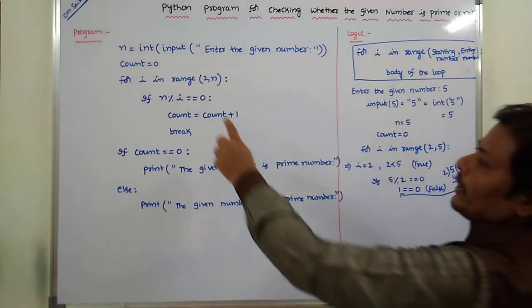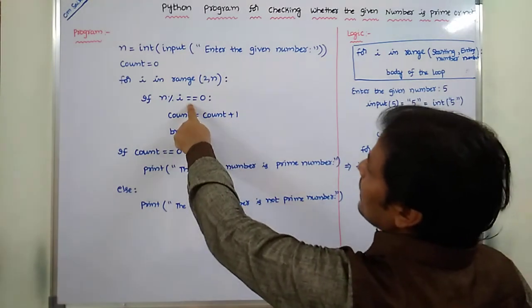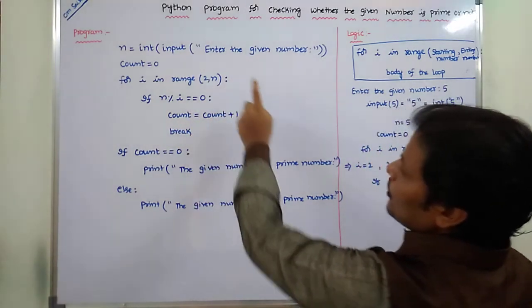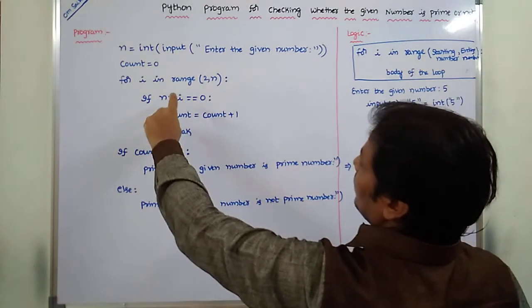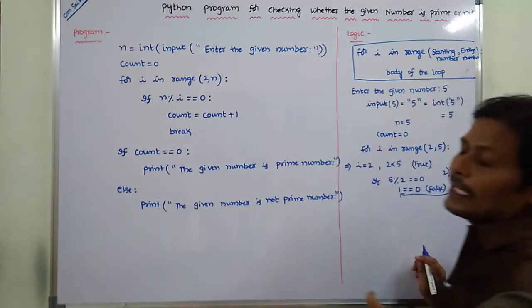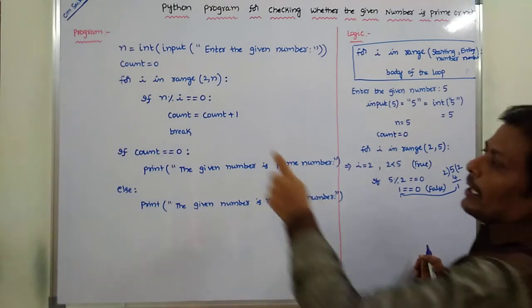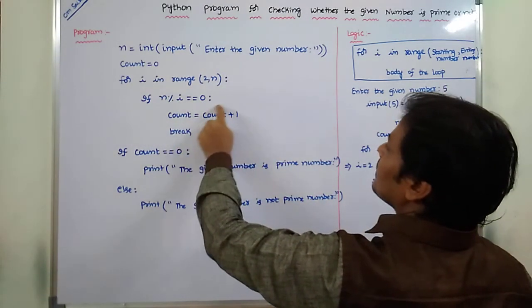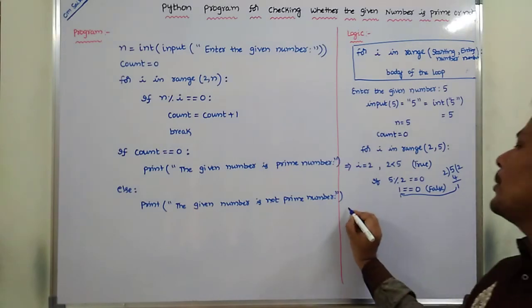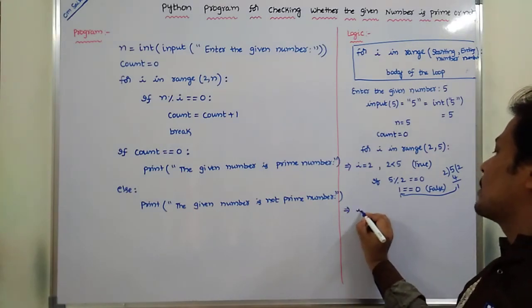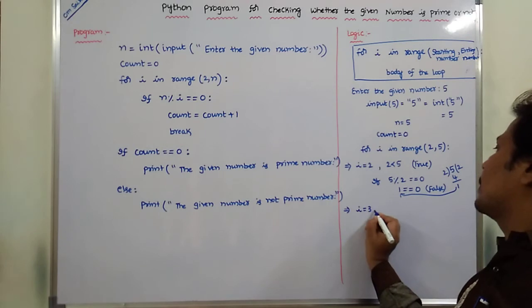So if the condition is false, again the control goes to the for loop. If the condition is true, the control goes to the statements within the if block. Here the condition is false, so again the control goes to the for loop. Now the I value is incremented. So now I value is equal to 3.